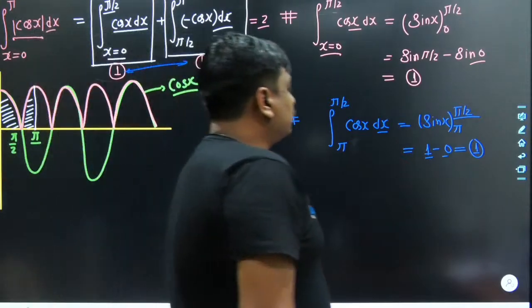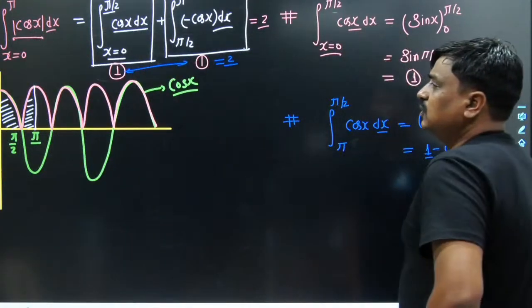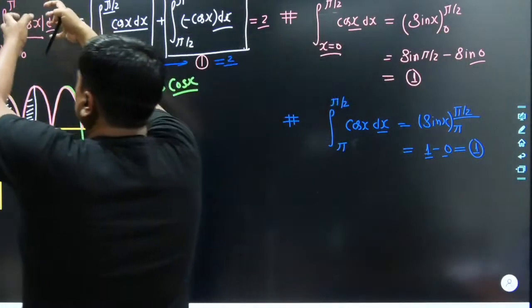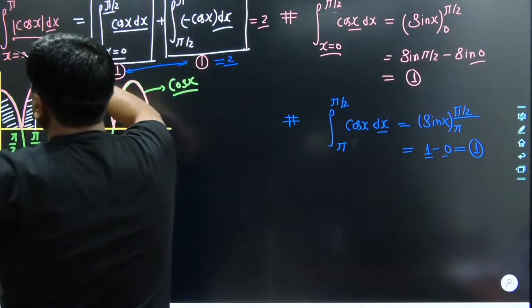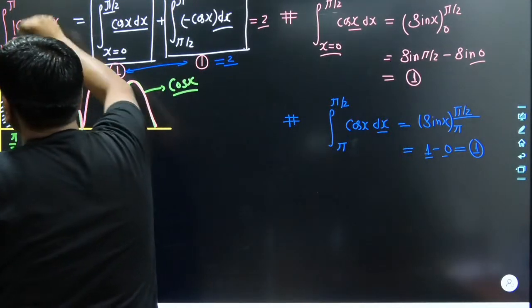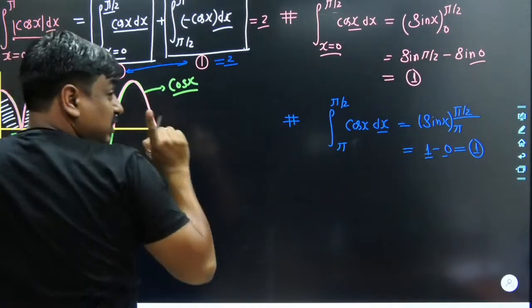And I know many of the students, what's the mistake they may do? They would just remove the modulus out of this expression and they would do the integration from x equals 0 to pi of cos of x dx. The worth would become 0.